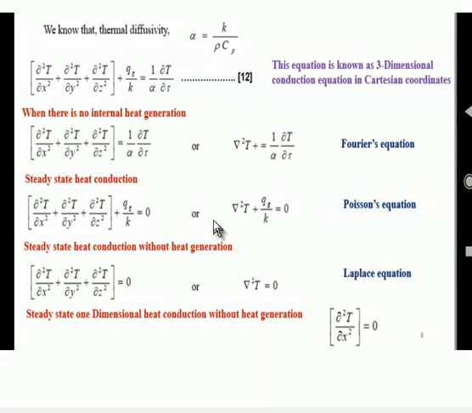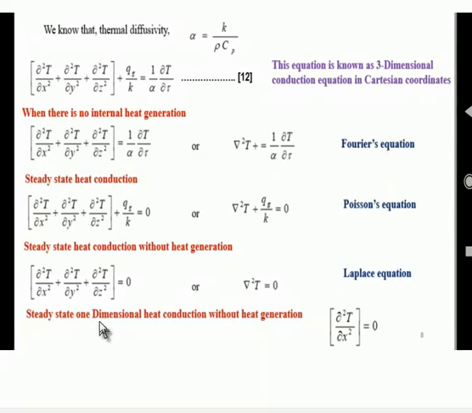So again we can write it in the Laplace operator. Steady state heat conduction without heat generation: then these two terms become 0, so we are left with only ∂²T/∂x² plus ∂²T/∂y² plus ∂²T/∂z² equal to 0. When there is no heat generation and also steady state heat conduction, it becomes ∇²T equals 0. That we call the Laplace equation. This is the Laplace equation, this is the Poisson's equation, and this is the Fourier equation.